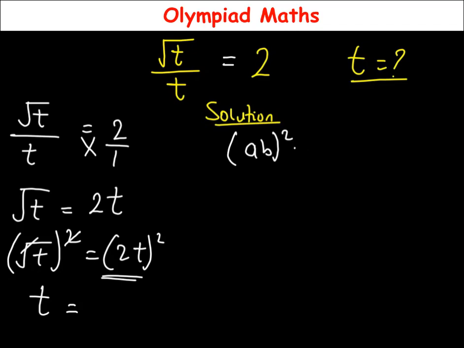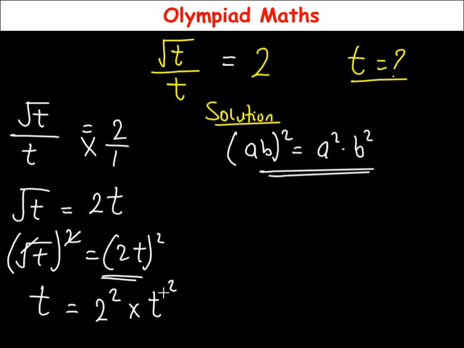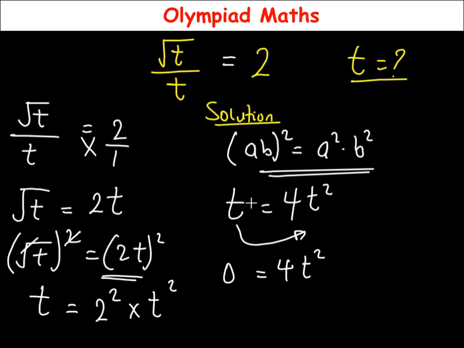now looking at this, if you have in brackets ab all raised to power 2, this is equal to a squared times b squared. So applying this rule to this, we have it as 2 squared times t squared. So t is then equal to 2 squared is 4, then times t squared. Okay, with this, we can then move t to the other side of the equation so that here becomes 0. So 0 is equal to 4t squared. If plus t crosses the equality sign, it changes to minus t. So with this, 4t squared minus t is equal to 0.